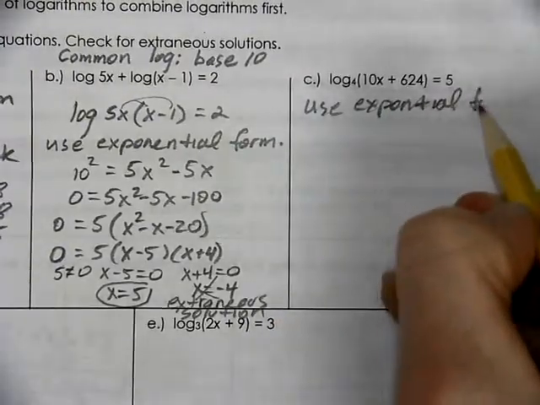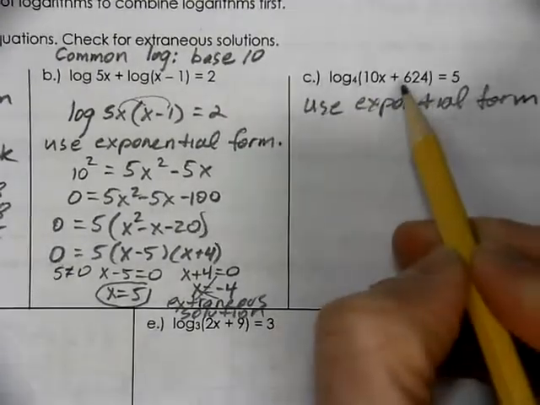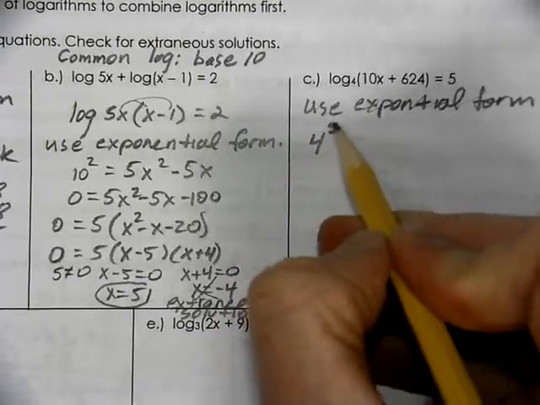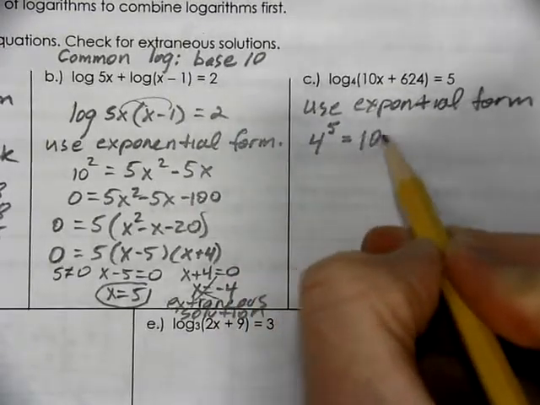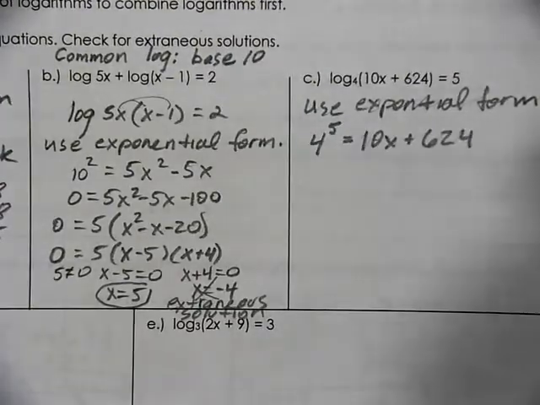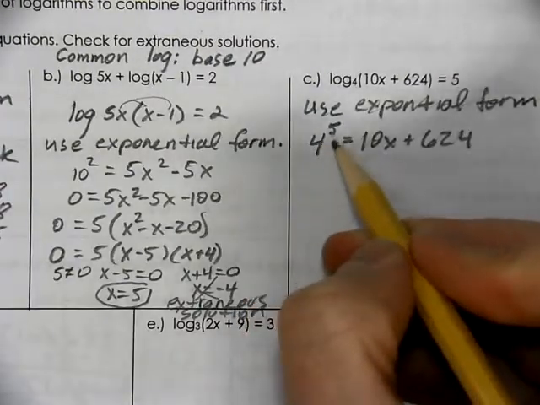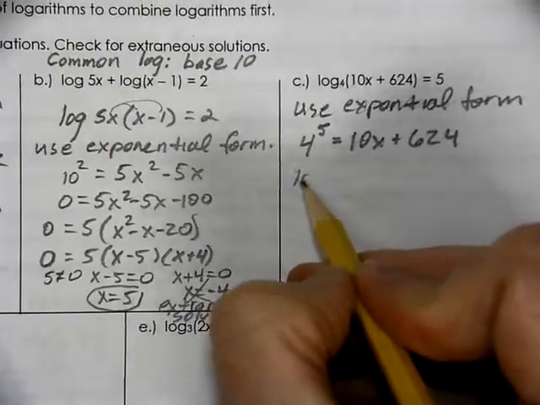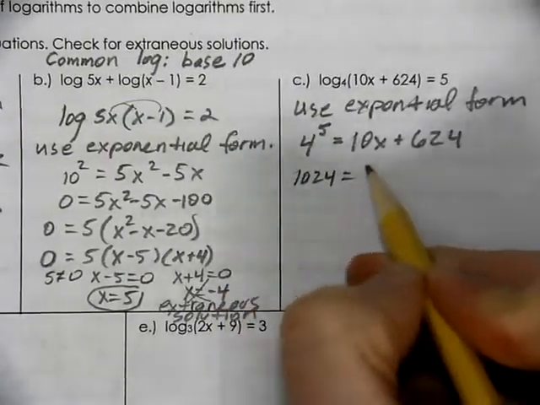We're going to use exponential form because we have the logarithm equaling a value. So this is 4 to the 5th power equals 10x plus 624. So 4 to the 5th power, probably not one that you're real familiar with, but 1024.